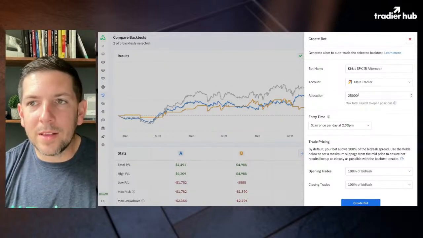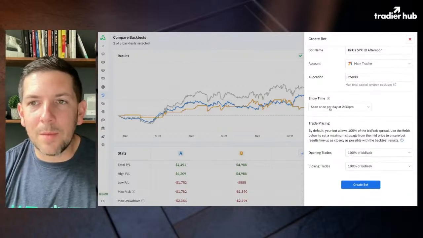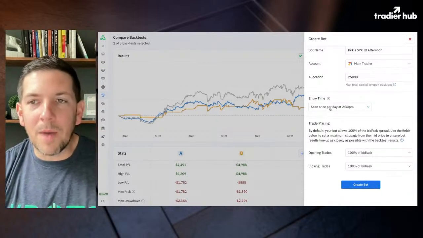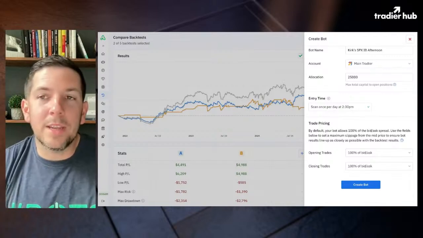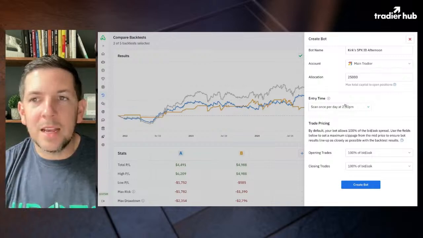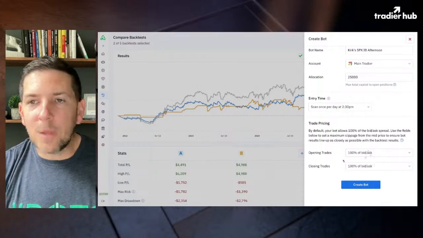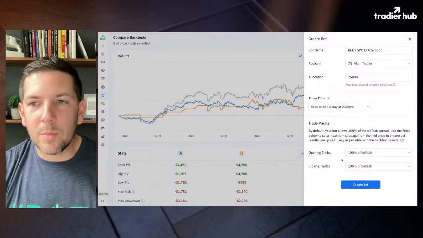Then give it a capital allocation. You can see the same allocation that it was used before. And the entry time and the scan is right here. Now you can modify this if you want to, but there's no need to modify it in my view, because this is what we actually tested. We actually tested scanning and looking for a position right at 2:30. That's it. And then you can change up any of the pricing if you want, or confirm how you want pricing to go as you move through the bot.